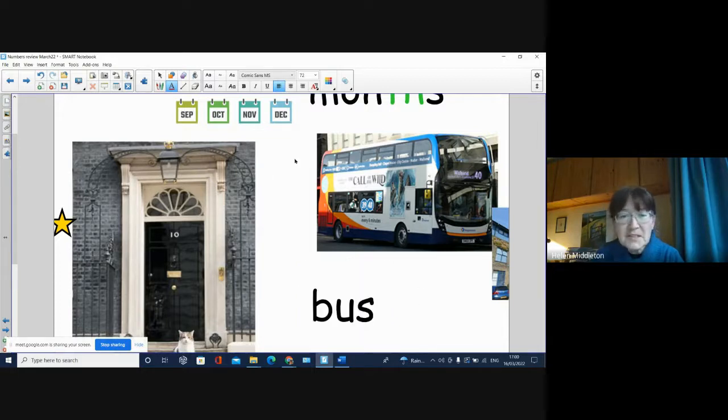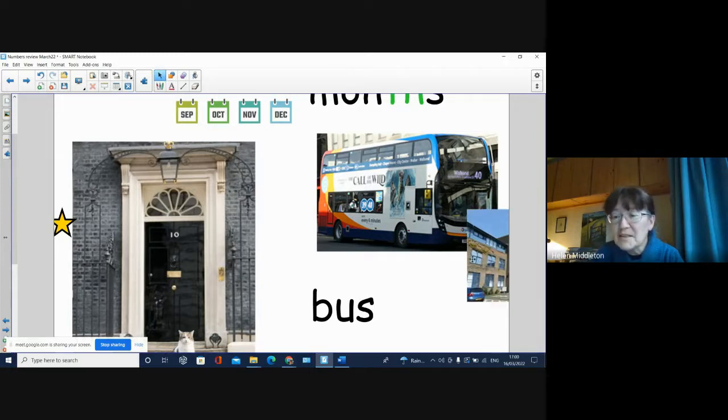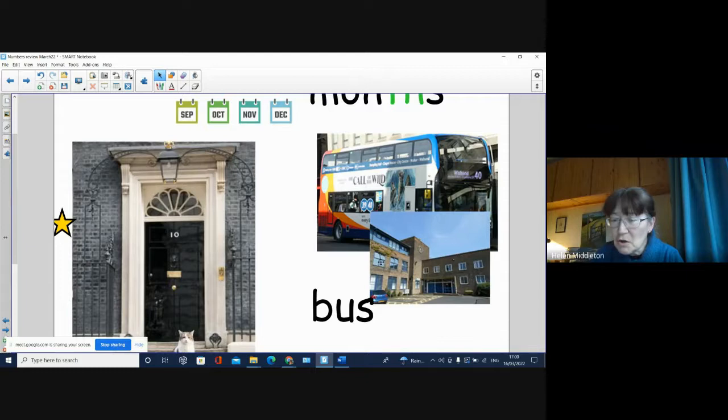Do you take the bus? Where do you get the bus? Where do you go on the bus? Maybe you go to college on the bus.